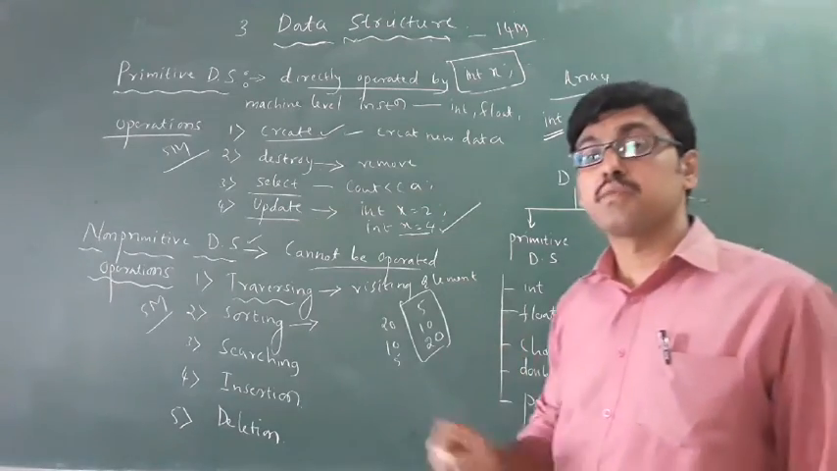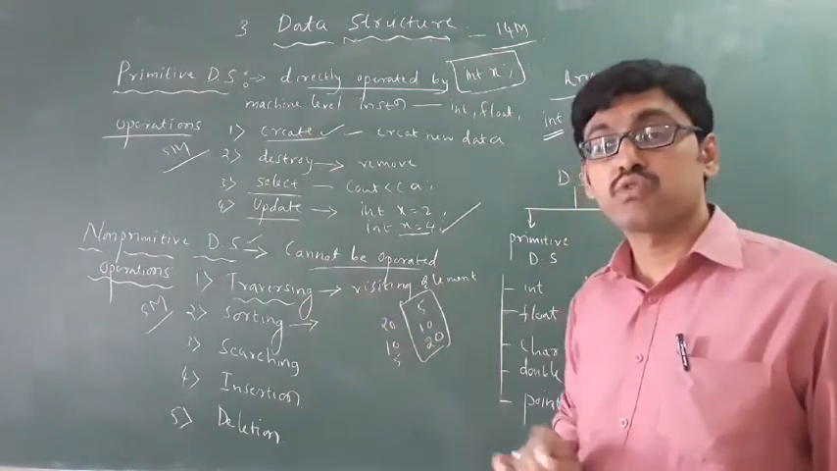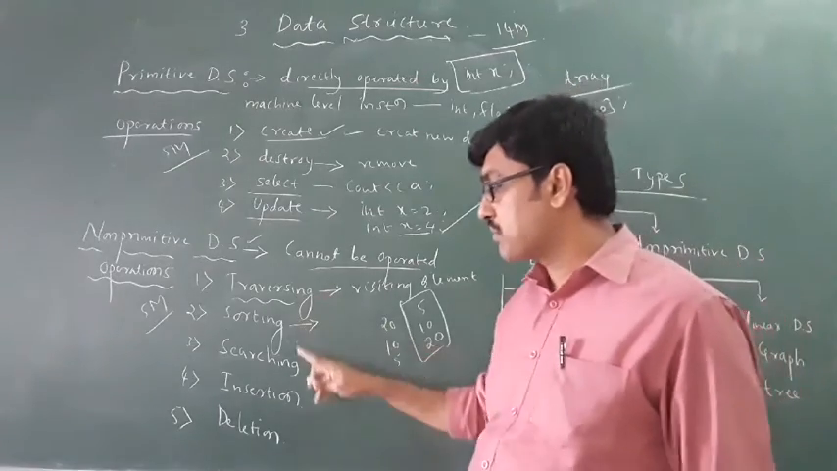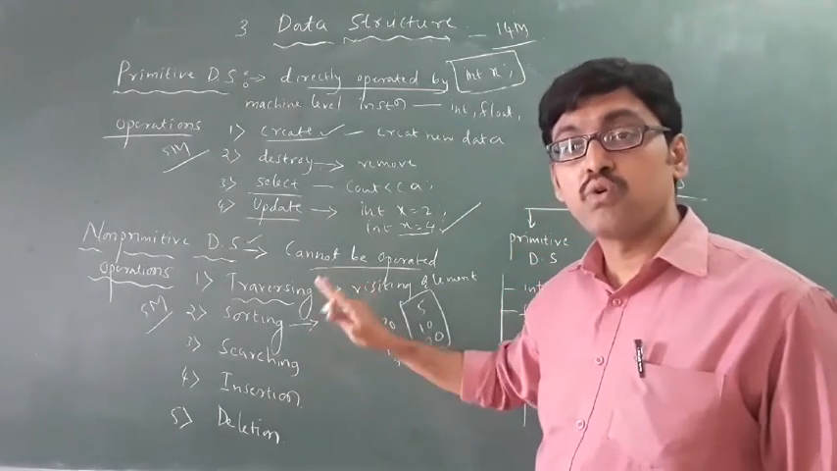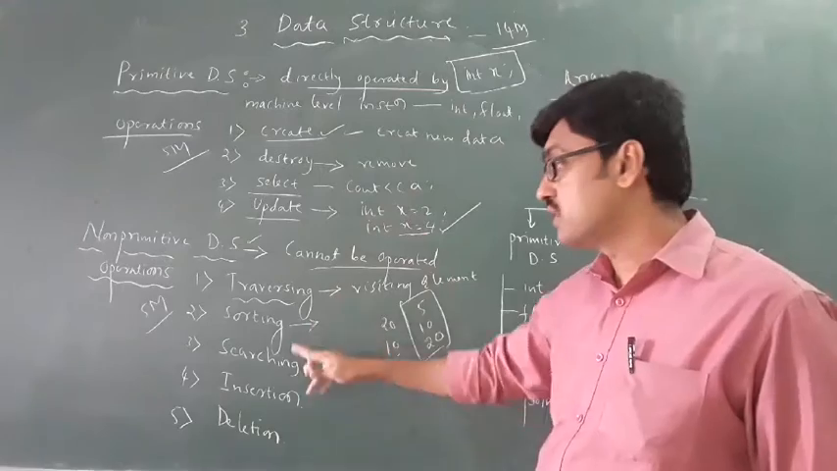How to sort this? By using a non-primitive data structure you have to sort. You have to use a data structure to sort. Next class we will discuss. Now you have to know the definitions. Definitions means, what is sorting?